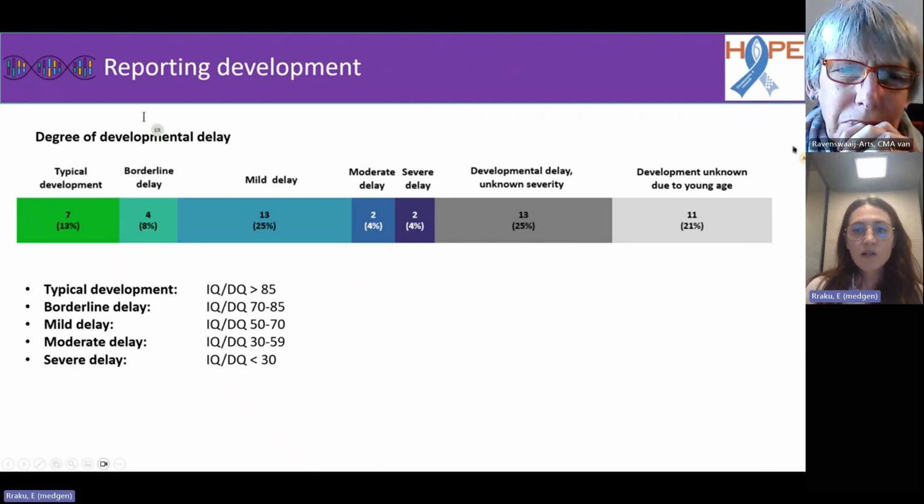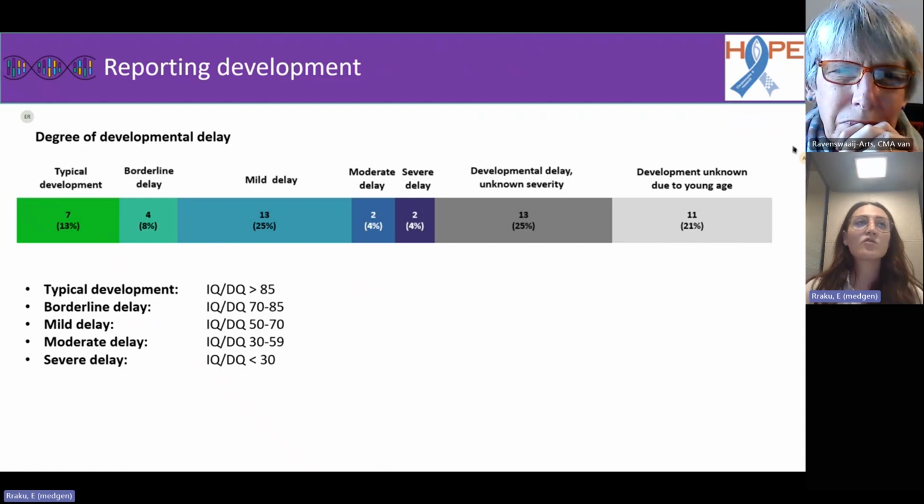So for the degree of developmental delay, a graph was generally preferred among experts because it specifically shows the fraction of children that were in each developmental category, from typical development to severe delay, but also including children for whom we know they had developmental delay, but the severity was unknown, and these were mostly individuals described in literature, but also children that were too young for development to be assessed. And most panel members found this overview quite informative and easy to read.